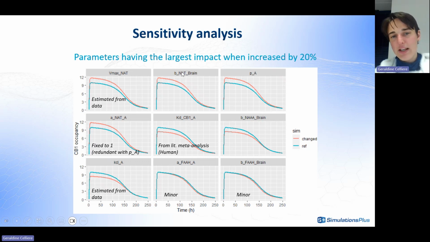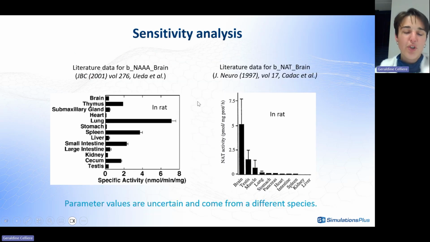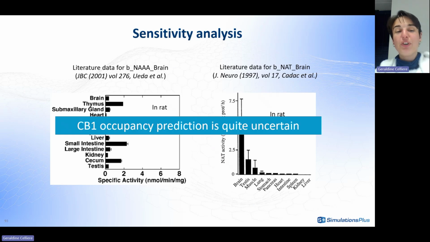If we focus on B_nat brain and BNNA brain, these two correspond to the distribution of the enzyme among the different organs and in particular in the brain. The value that was used comes from measurements in rat, which are themselves quite uncertain. So that's typically parameters for which we have a high uncertainty that then impact our CB1 prediction. Overall, we predict that CB1 occupancy would be quite low, but this prediction is quite uncertain because it depends on parameters that are themselves quite uncertain.